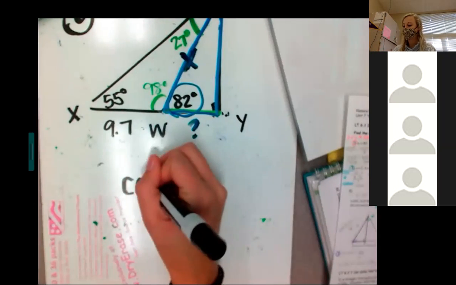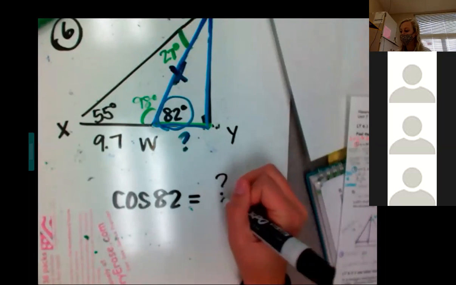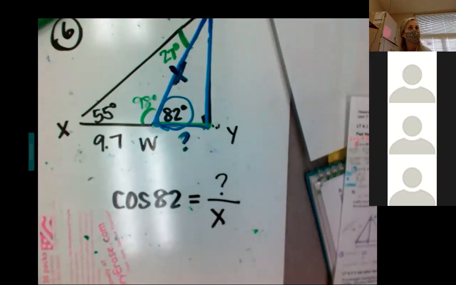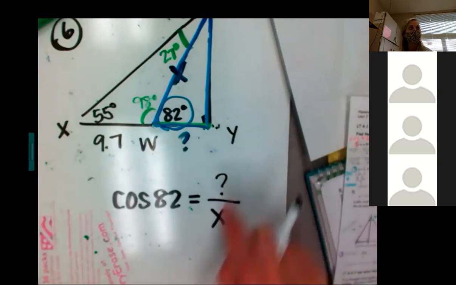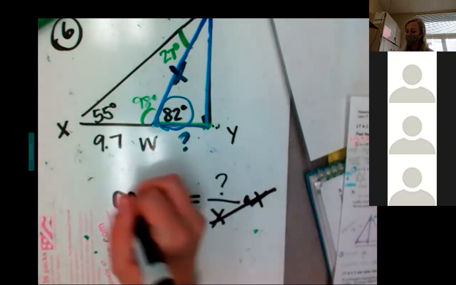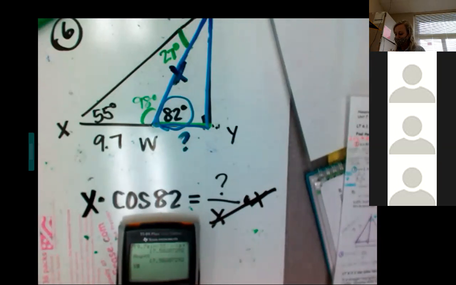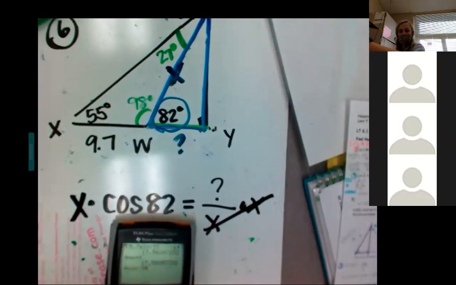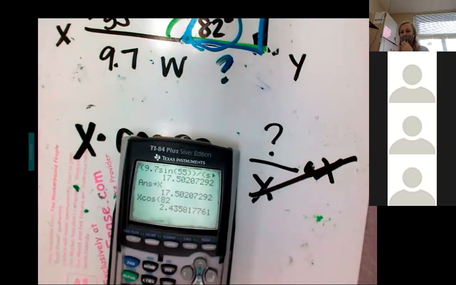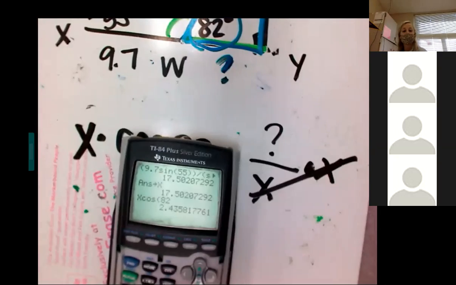All right. Cosine of 82 equals whatever we're trying to find, which is right here, over that x value that I just found. So how am I going to get the numerator by itself? Times x again. So if I do that x value times the cosine of 82, I'm getting 2.44. And it said round to the nearest 10th place, so 2.4.